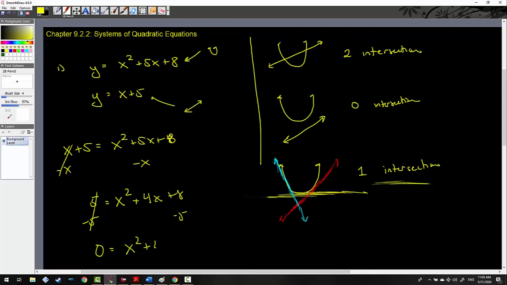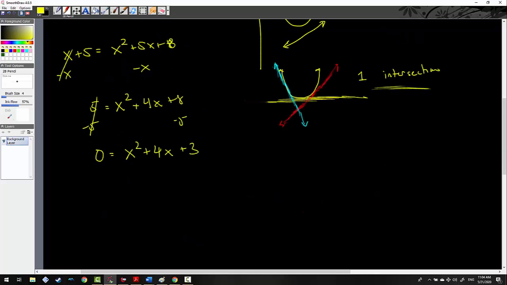Pardon my handwriting there. That's what it looked like, a 6. And then plus 3. And now from here, once I have it set equal to 0, this is going to be factorable. So x plus 3 and x plus 1 are my factors. So it looks like x equals negative 3 and negative 1.